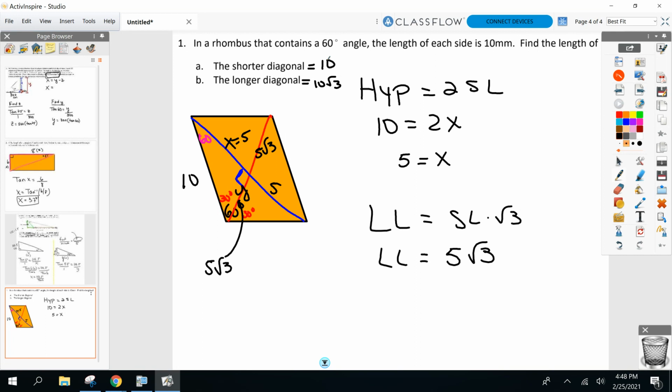Now let's say you found the shorter leg to be 5. You could do Pythag after that, right? 5 squared plus b squared equals 10 squared. There are so many different ways to accomplish the final goal.